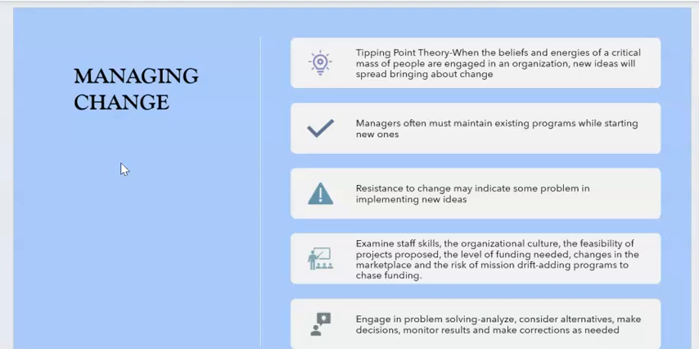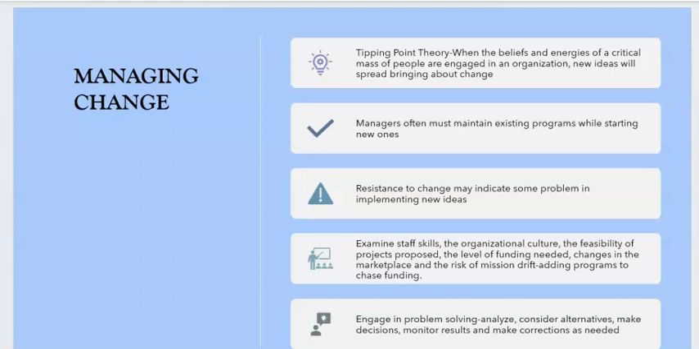Resistance can be seen as a negative or a positive, but it does indicate that there may be some problem in implementing new ideas. When that occurs, we have to examine staff skills, look at the organizational culture, what's the feasibility of the projects that have been proposed, do we have enough money to make the changes happen, what is going on in the marketplace, and look at the risk of mission drift.